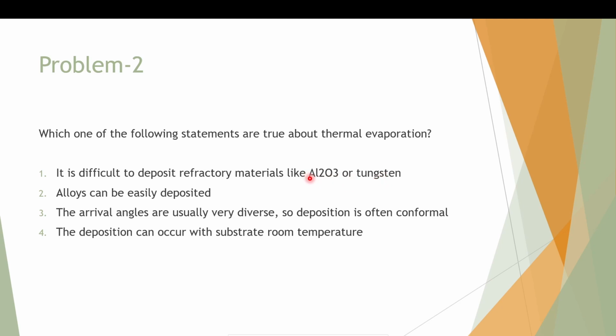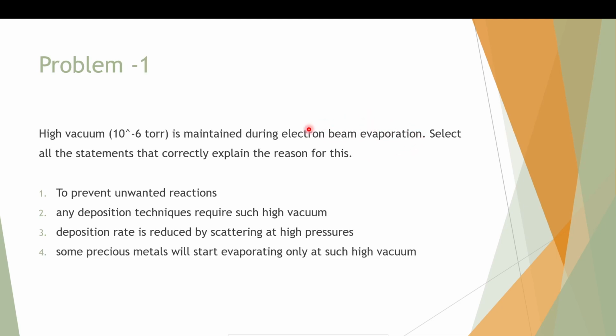So, what are refractory materials? First of all, about thermal evaporation. It's again the same technique of thermal evaporation. In this case, they were saying electron beam evaporation. The only difference here is that in electron beam evaporation, we don't really evaporate the entire source material.